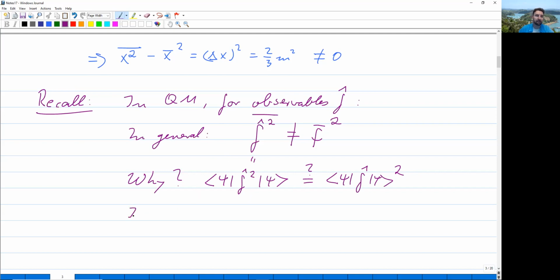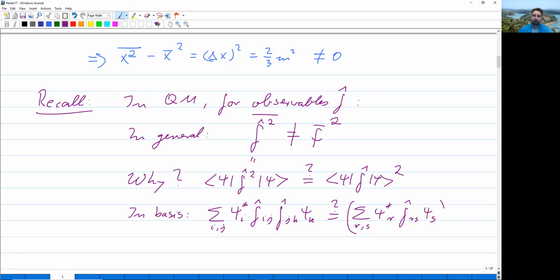Well, let's write it out in a basis, then it will become clearer. Because then we're just dealing with numbers and not with abstract operators and abstract vectors. So in a basis, this equation is the sum over i and j, and then psi i star, f hat ij, f hat jk, psi k. Just insert a resolution of the identity in some discrete bases here and there, and then work it all out. You should get this. And then the question is whether this matches what we get when we take the sum over, let's say, r and s, and then psi r star, f hat rs, psi s, and then square the whole thing. And now it's clear that that's generally not true.